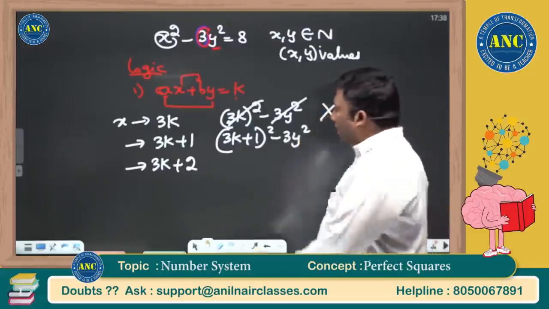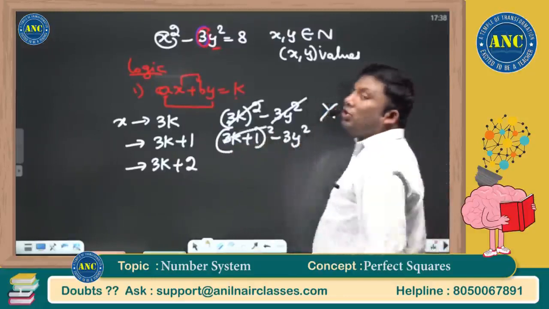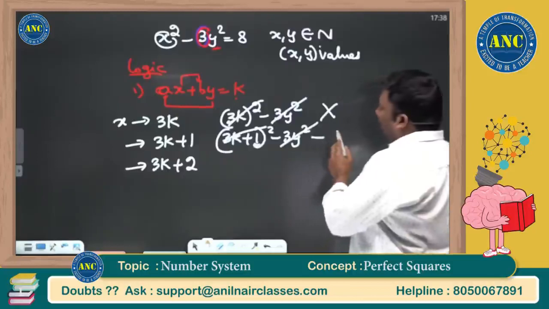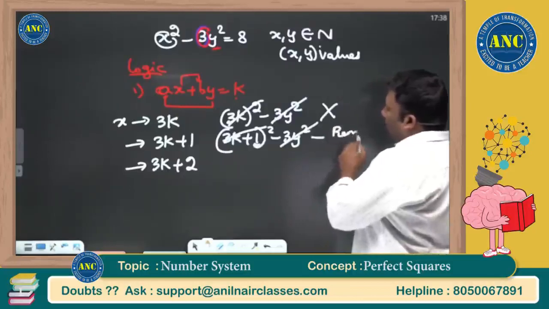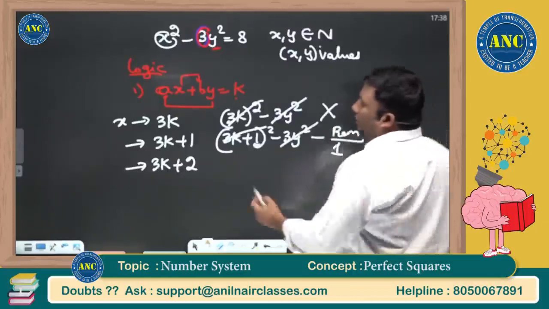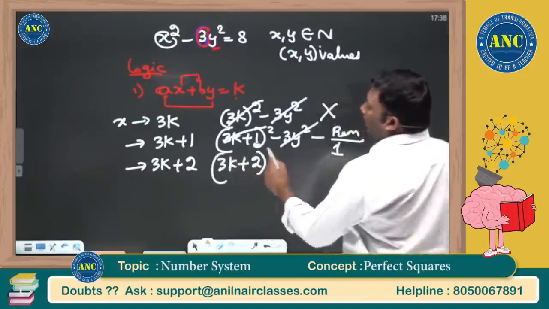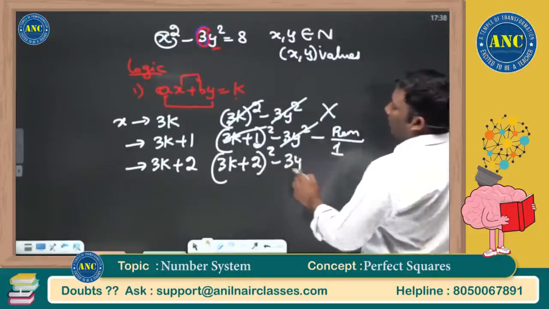Second case, 3k plus 1 whole square minus 3y square. 9k square is divisible by 3. 2 into 3k is divisible by 3. 3y square is also divisible by 3. It gives a remainder. What is the remainder it gives? 1.